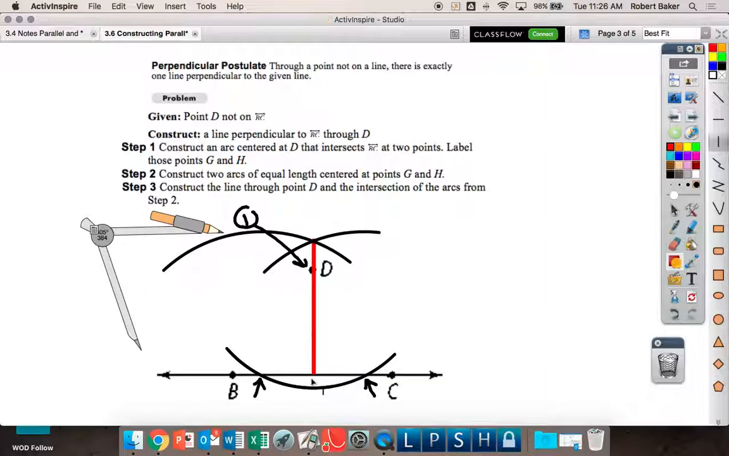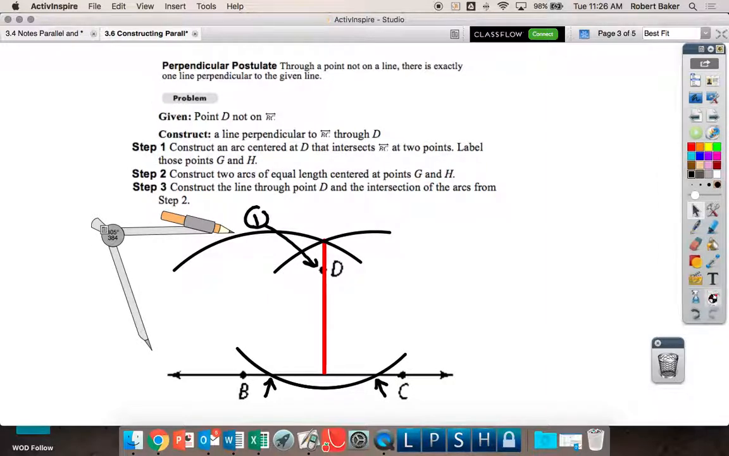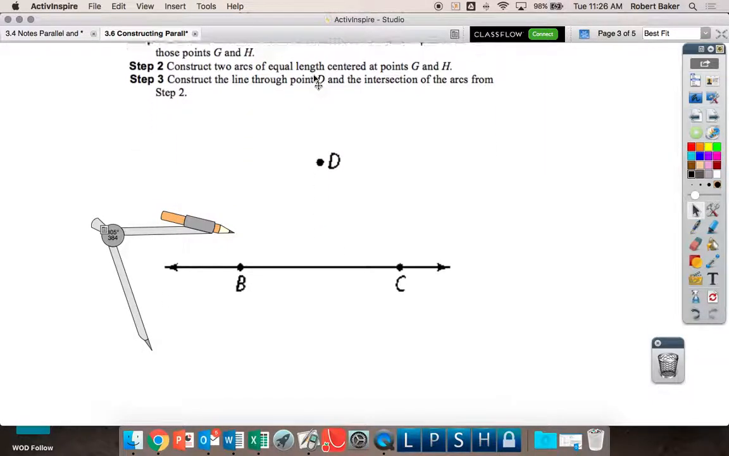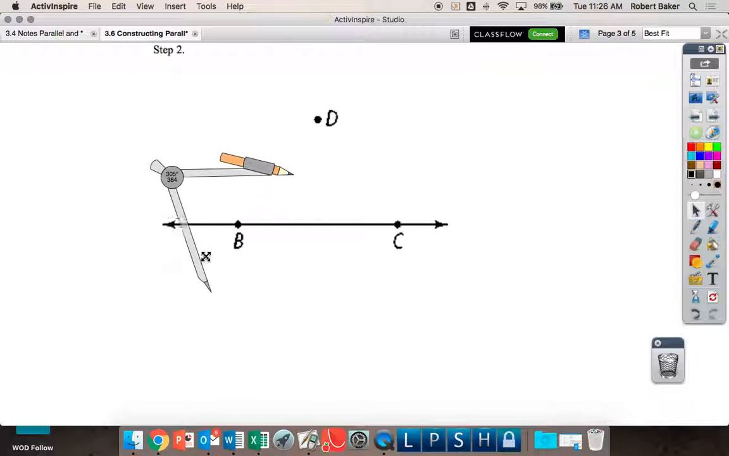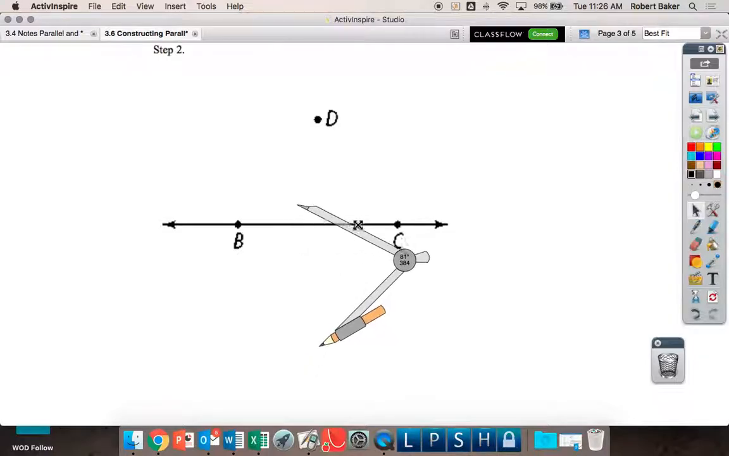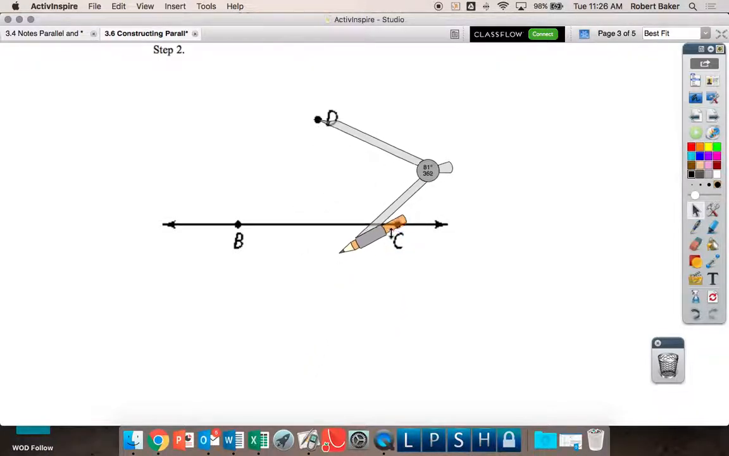Now, is that all the way what you're supposed to do? No. I'll show you one more time. I'm going to get rid of all the instructions. Step 1, go to D. Y'all can follow along. Ready? Put your pivot point on D. I want you to stretch your compass out to where it meets C. And you're going to swing an arc through B and C.